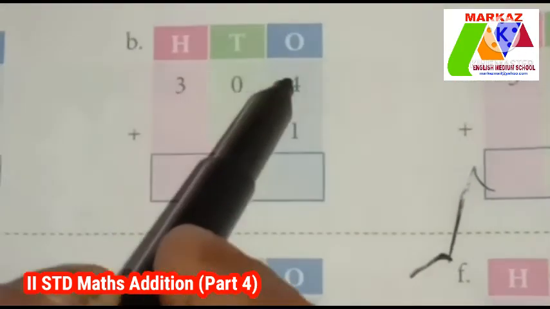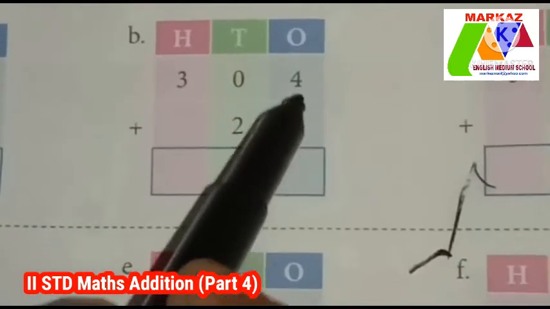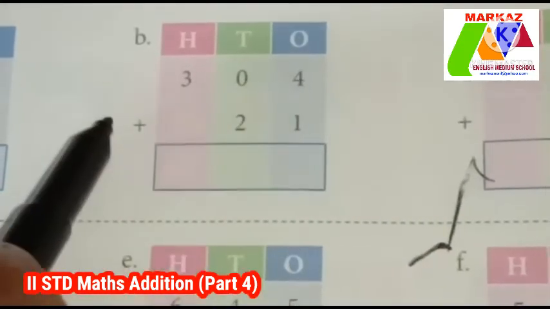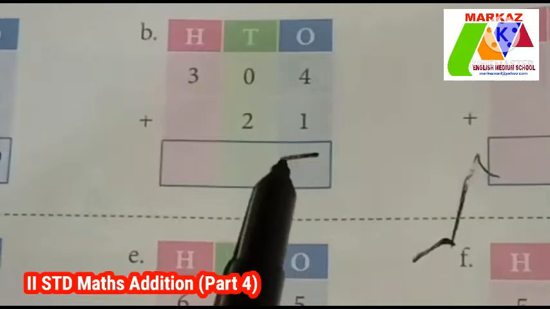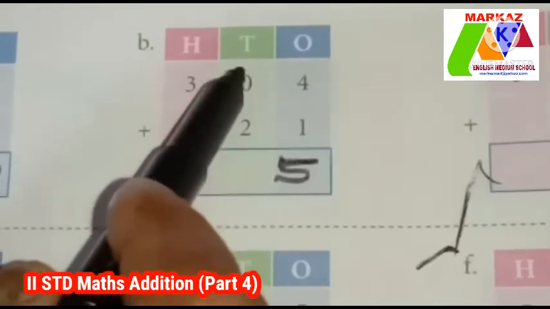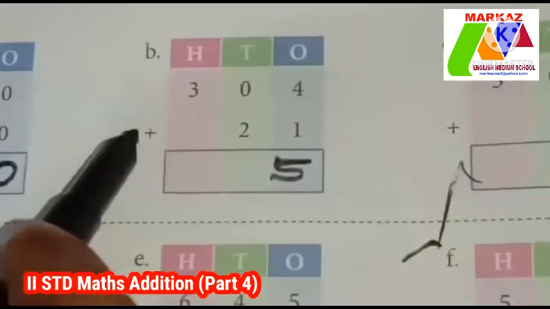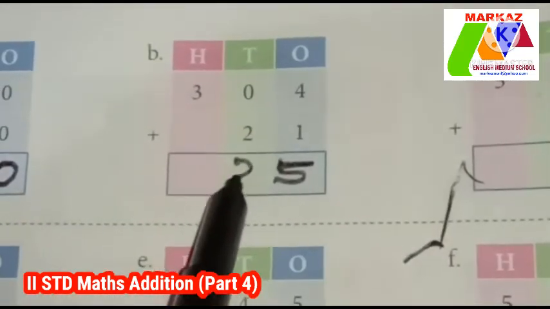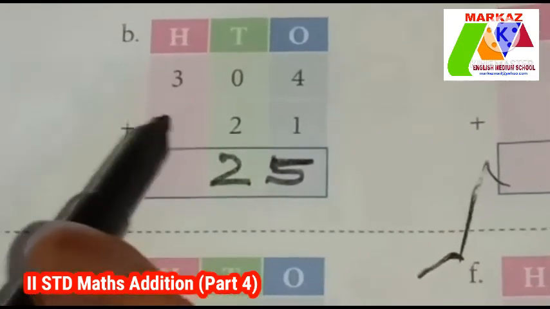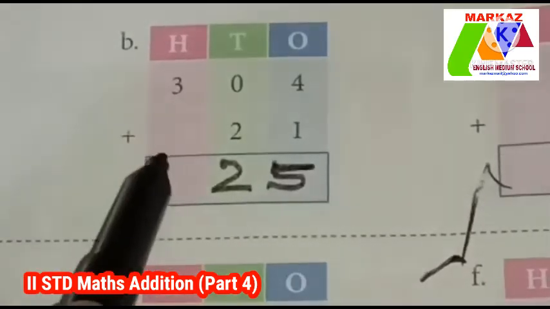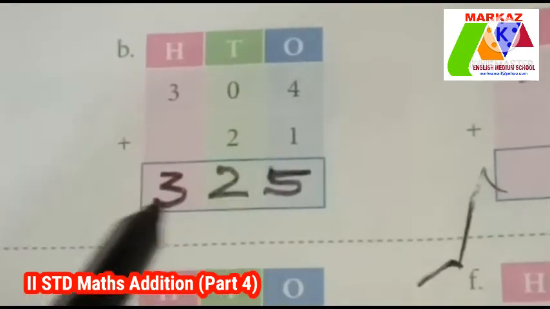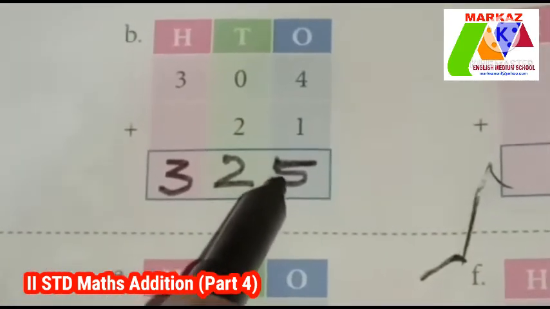Next, 304 plus 21. First, add the numbers at ones place. 4 plus 1, 5. Next, add the numbers at tens place. 0 plus 2, 2. Finally, add the numbers at hundreds place. 3 plus 0, 3. Thus, 304 plus 21 is equal to 325.